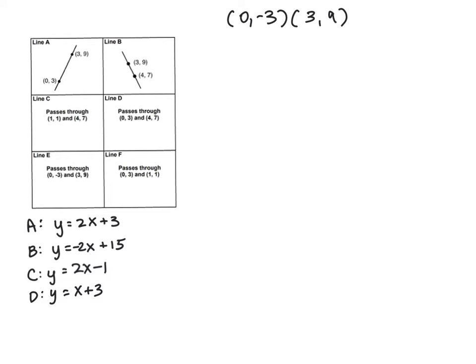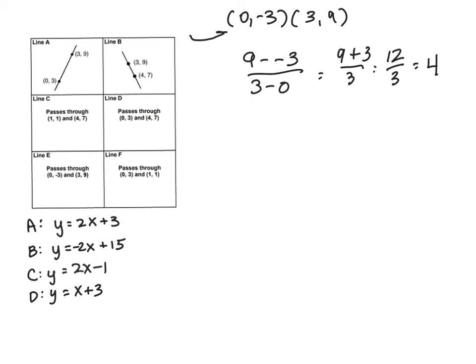All right, here we have E. So this time, I'm going to do the same thing. I'm going to find our slope by taking y2 minus y1 over x2 minus x1. Remember, when you're subtracting a negative, it's the same as adding. So 9 plus 3 over 3 minus 0, which is 3. 9 plus 3 is 12. And 12 thirds can be simplified to 4.